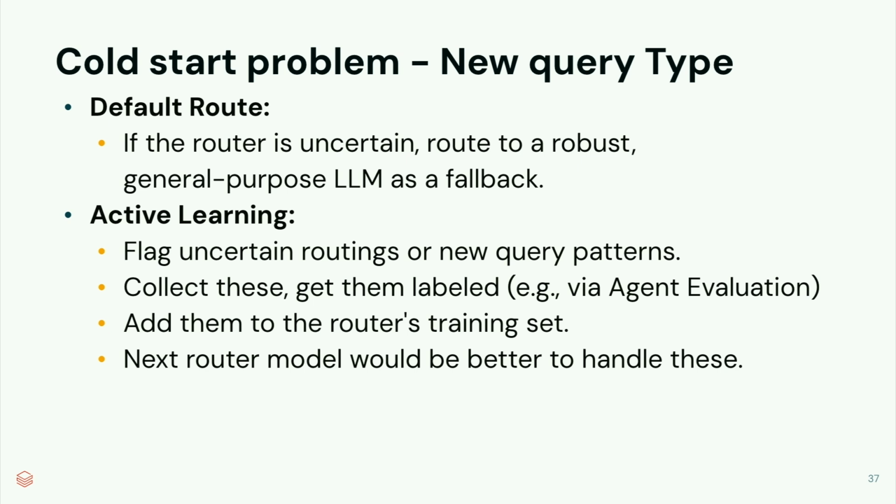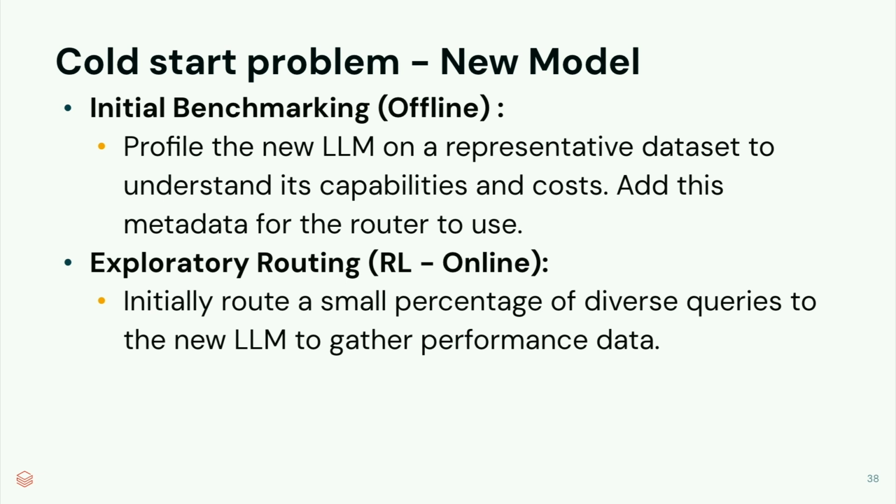You generate the labels for them using agent evaluation or your in-house human labeling team, and then create it into a data set, understand and reroute, retrain your model and put it back again. There could be a possibility of a new model.